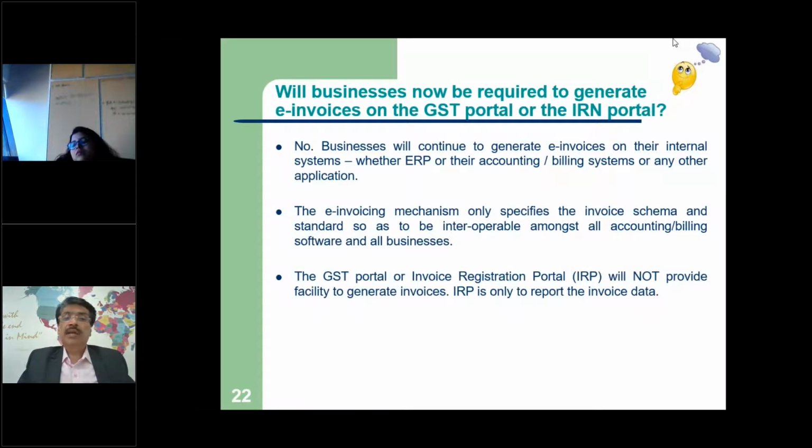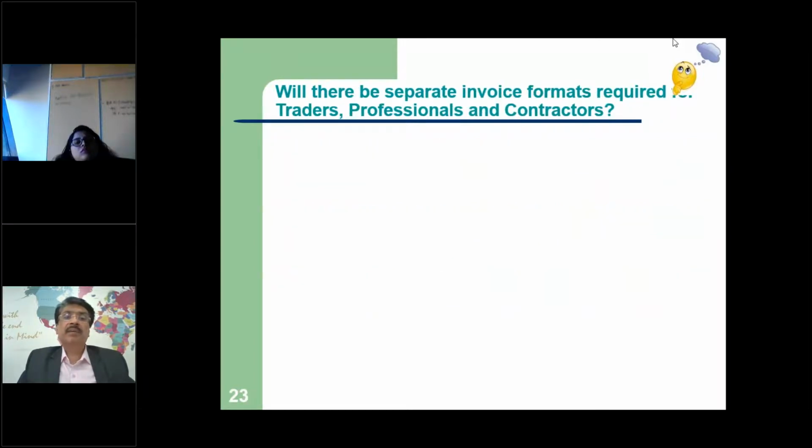The GST portal or IRP will not provide a facility to generate invoices. It is only to report the invoice data. Only thing is that if the entire data is mentioned therein, it will be able to print and provide all the fields which are there.